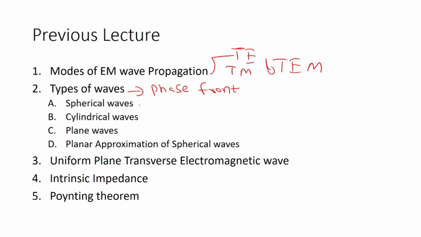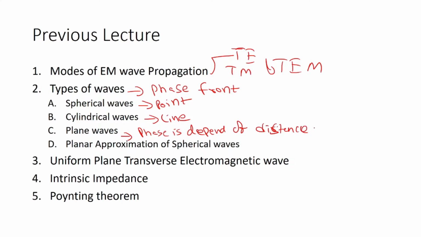And we have seen that if we have a point source, then you get spherical waves, and if we have a line source, we get cylindrical waves. And when we have parabolic antennas, we have plane waves where the phase is just dependent on the distance along the direction of the EM wave. It is not dependent on any other factors.